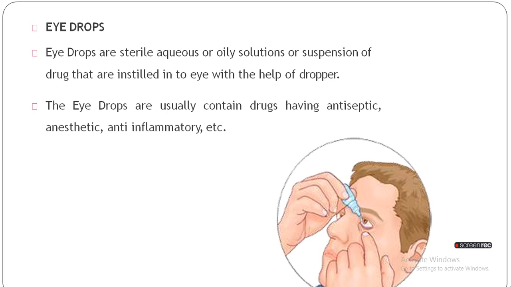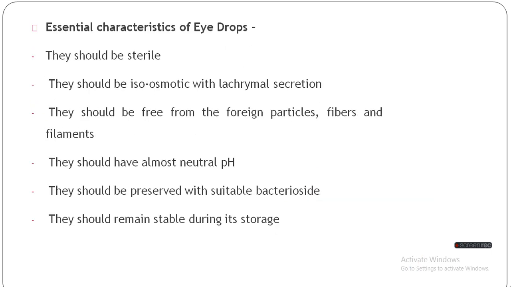So eye drop. What is an eye drop? A sterile aqueous or oily solution. Eye drops are sterile aqueous or oily solutions of a drug that are instilled into the eye with the help of a dropper. Eye drops usually contain drugs having antiseptic, anesthetic and anti-inflammatory activity, etc. So what are the essential characteristics of eye drops?